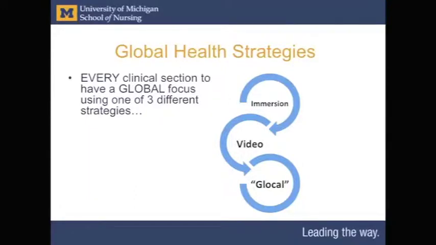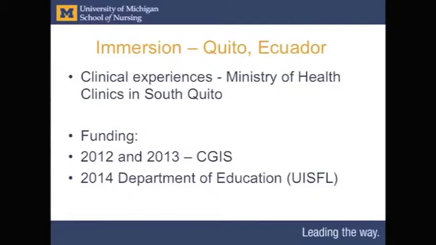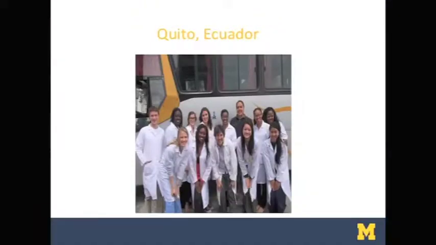We see our global health efforts in our course in a three-pronged strategy. We want all students to touch global health through immersion, through video conferencing, or through Glocal. I'll talk a little more about that. Our immersion experiences are an experience in Quito, Ecuador. We take 14 to 16 students, and they work in the Ministry of Health clinics in South Quito. Those efforts have been funded by CGIS, and this year we had a Department of Education grant, and next year we're back with CGIS. This was in 2013. These were our students in Quito, Ecuador.